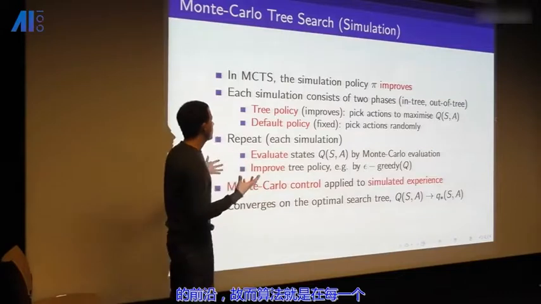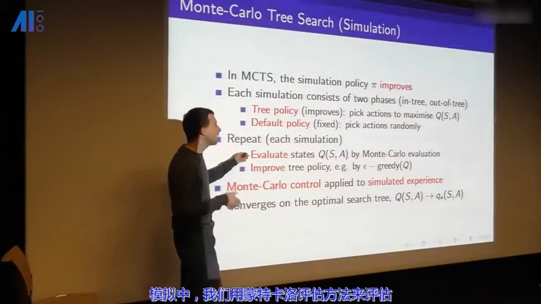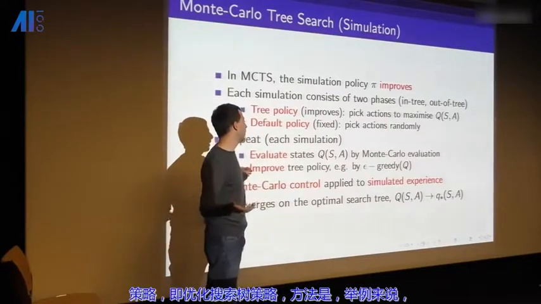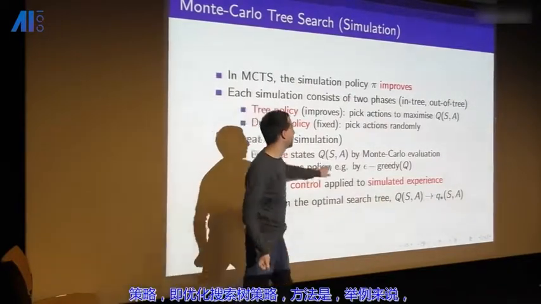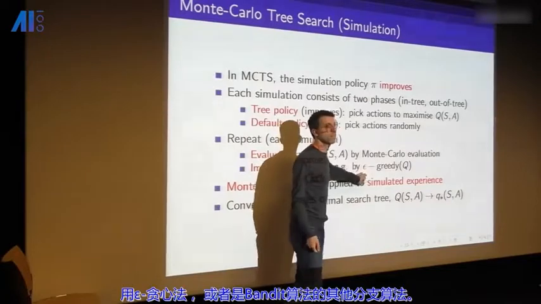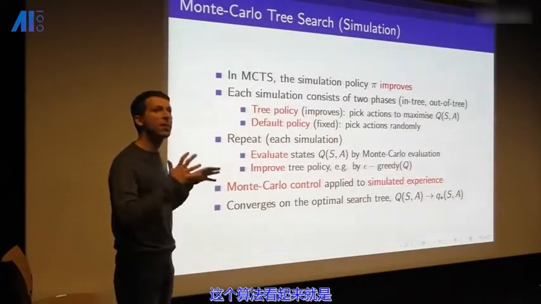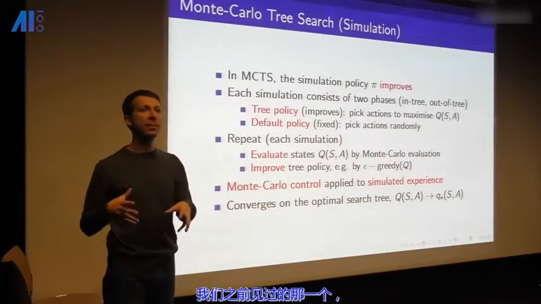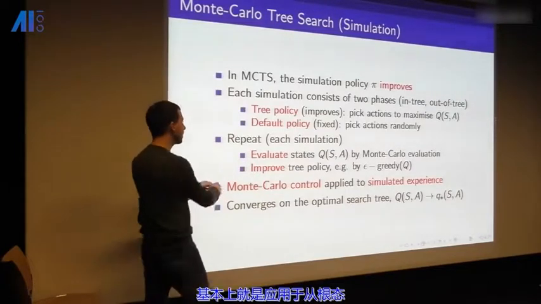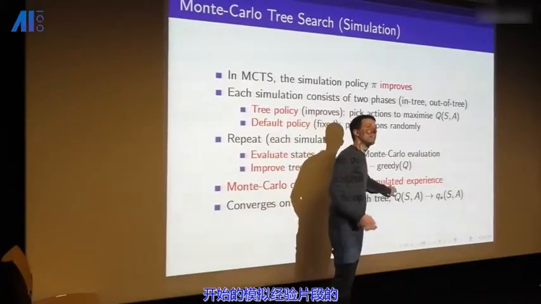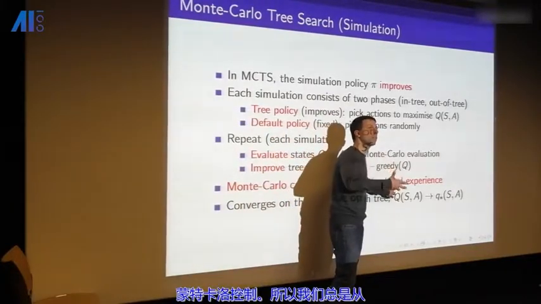And so the algorithm is that in every simulation, we evaluate our states by Monte Carlo evaluation, but then we improve our tree policy by, for example, epsilon greedy, or smarter strategies using bandits. And this algorithm, it turns out, is one we've already seen before. It's basically Monte Carlo control but applied to simulated episodes of experience that start from the root state.